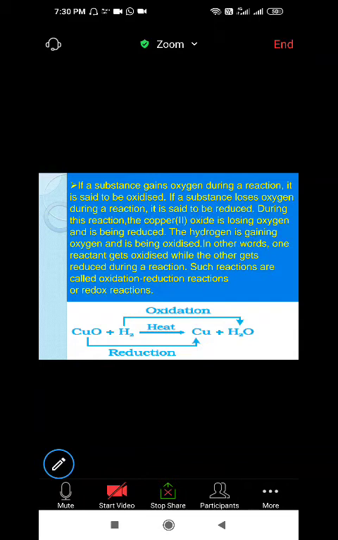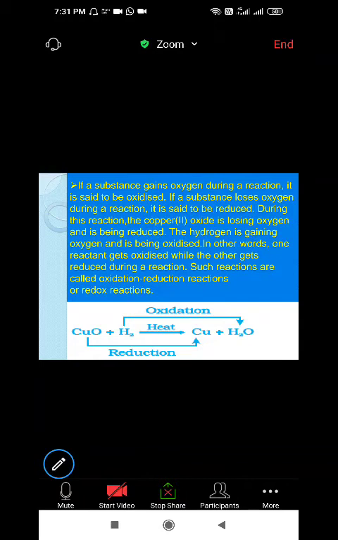And if a substance loses the oxygen during the reaction, it is said to be reduced. Exactly the same as what I've explained. During this reaction, the copper oxide is losing the oxygen and being reduced. The hydrogen is gaining the oxygen and is being oxidized.